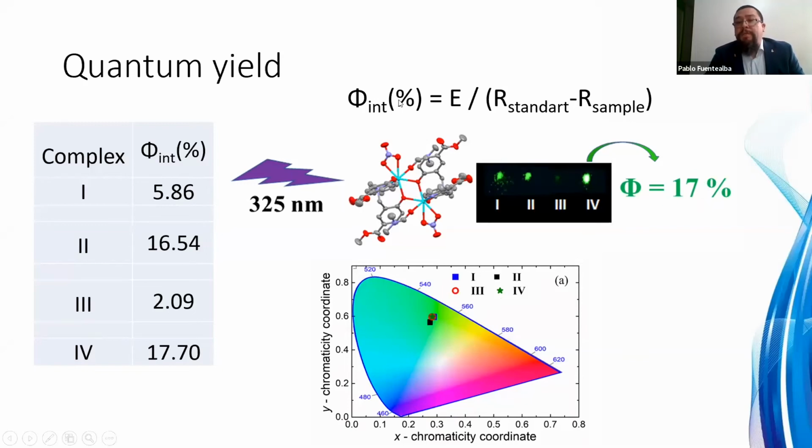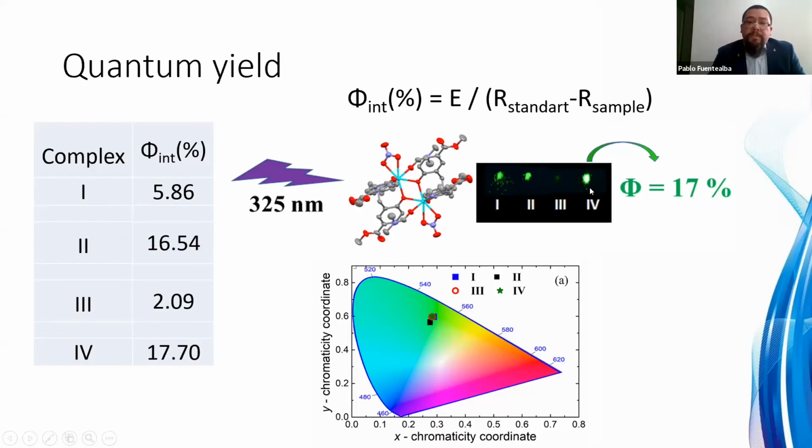The quantum efficiency, it is important to remember, is for sure a ratio between the emitted photons and the absorbed photons that are calculated from the reflectance spectra of the sample, okay, and the standard that you are using. And the emitted photons for sure are calculated integrating the whole emission spectra.